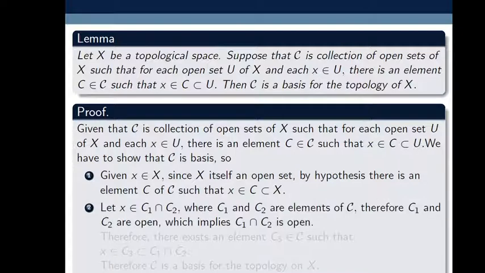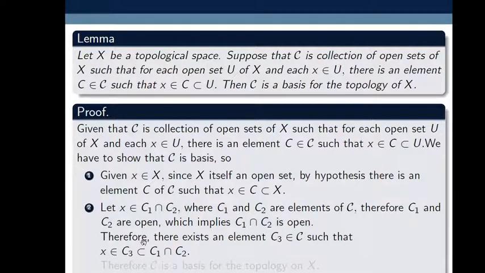Now let's verify the second condition. Suppose C1 and C2 are any two elements of script C, and we take their intersection. So let x belong to C1 intersection C2, where C1 and C2 are elements of script C. Script C is what? A collection of open sets of X. So as C1 and C2 are elements of script C, therefore C1 and C2 are open sets, and we know that a finite intersection of open sets is open, which implies C1 intersection C2 is open.